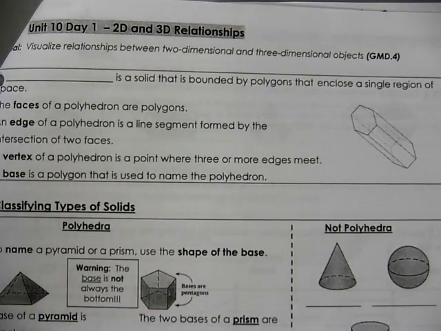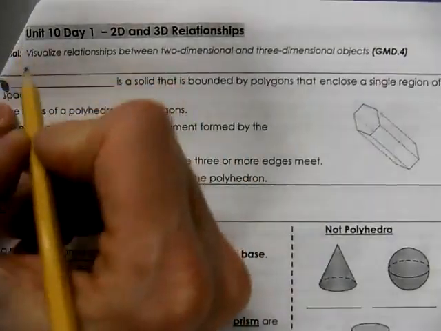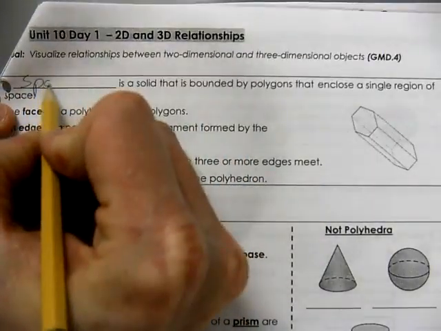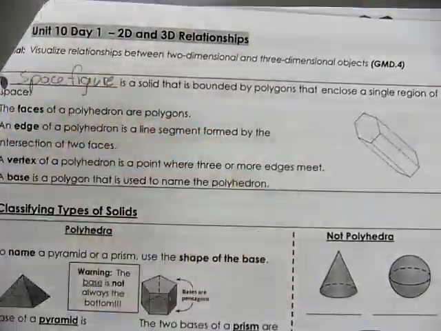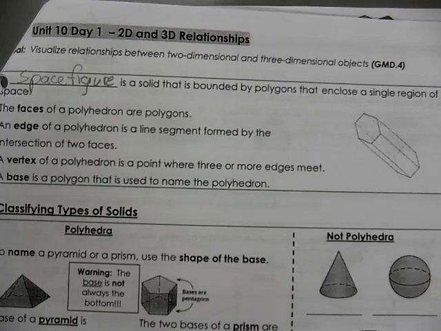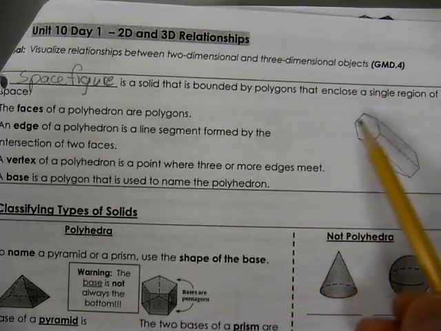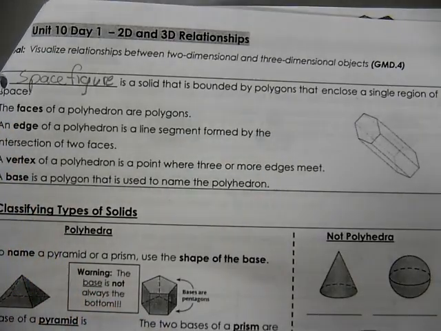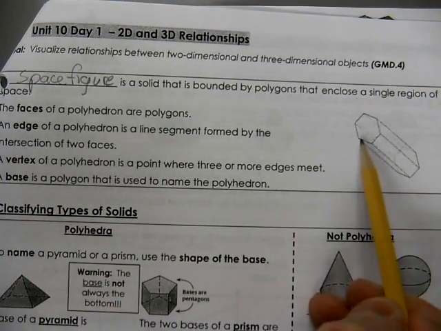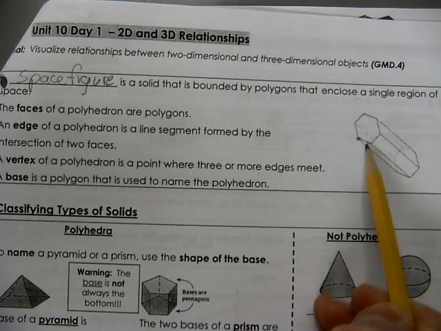This is Geometry, Unit 10, Day 1. We're talking about two-dimensional and three-dimensional objects. A space figure is a solid that is bounded by polygons enclosed by a single region of space. So it's a three-dimensional. Space figure is a three-dimensional.